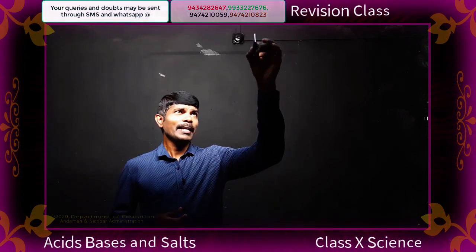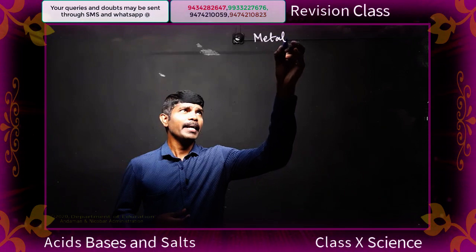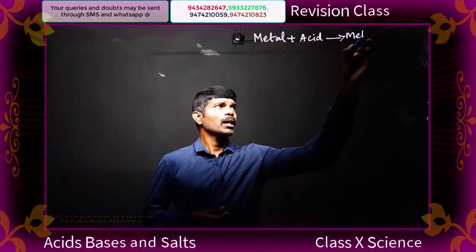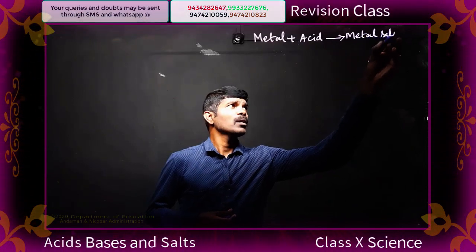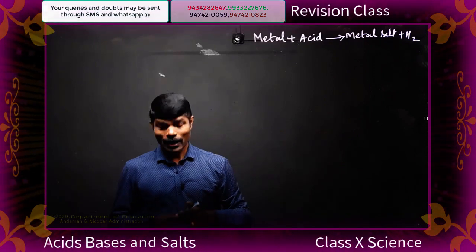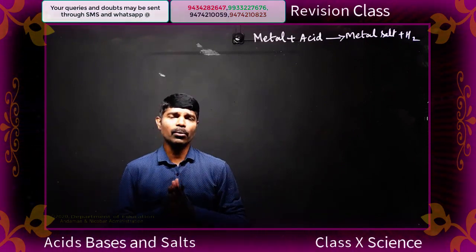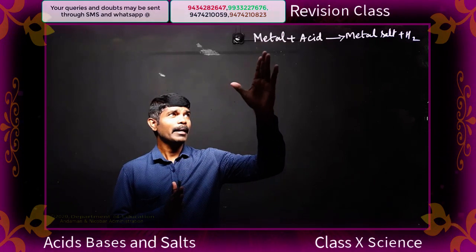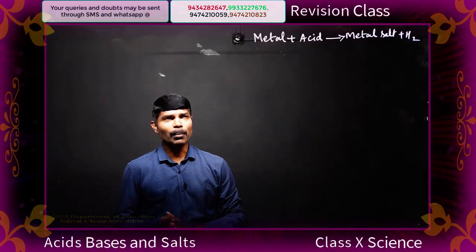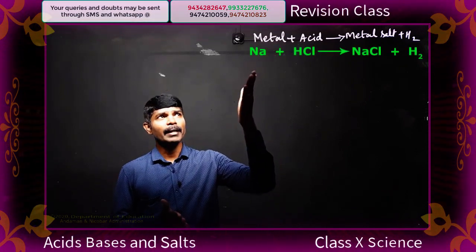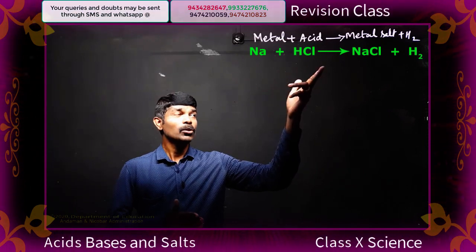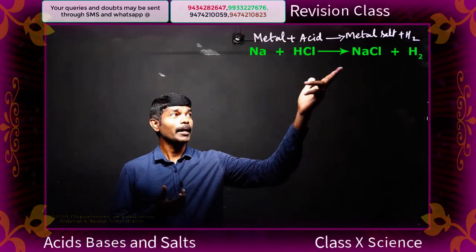So a general reaction we can see here: when metal reacts with any acid, we will get the corresponding metal salt plus hydrogen gas evolved. This is the general equation. You should always keep in mind that whenever metal reacts with acid, we get metal salt and hydrogen gas is evolved. Suppose we take sodium: when sodium reacts with hydrochloric acid, we will get sodium chloride, the corresponding metal salt, and hydrogen gas.